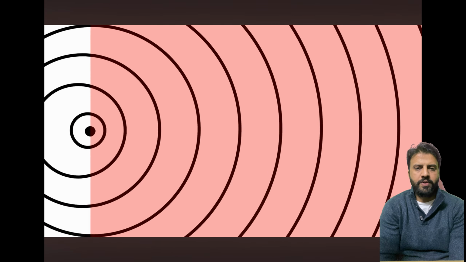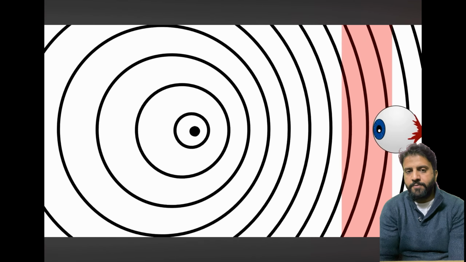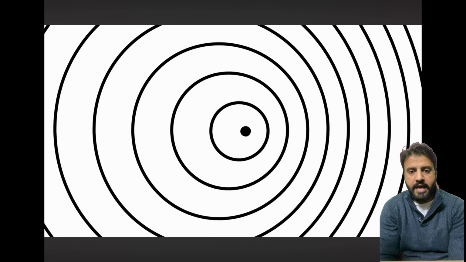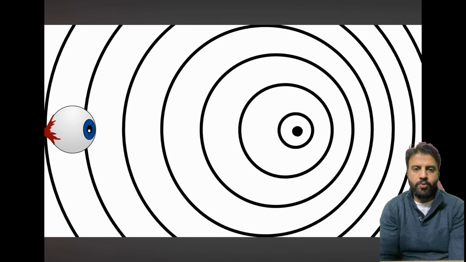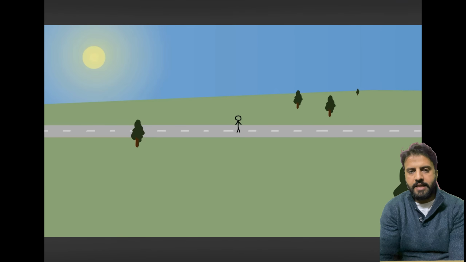If that source is moving towards the observer, the frequency of the wave received by the observer will be greater than the actual. And if it is moving away from the observer, the frequency will be less than the actual frequency.